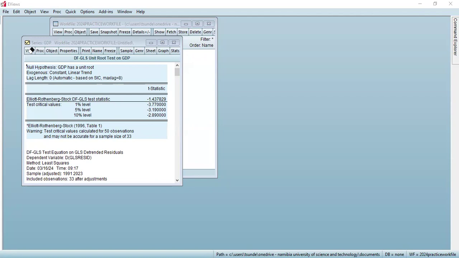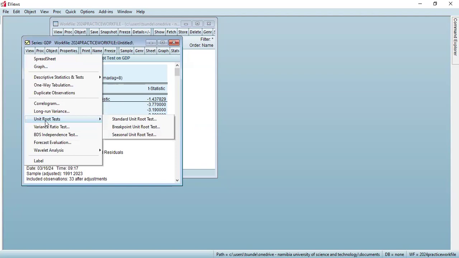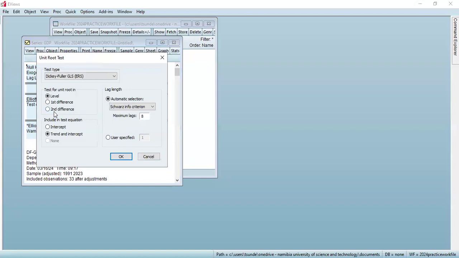So this is what we do. You go back to view unit root test standard. Now we are changing things. We are moving from level to first difference. Remember, I said the level refers to the original state in which you collected the data. Those GDP figures that you get from the Namibia Statistical Agency, the figures as they are, are the variable in level. That is the level of the variable. Then the first difference, you are transforming the variable.